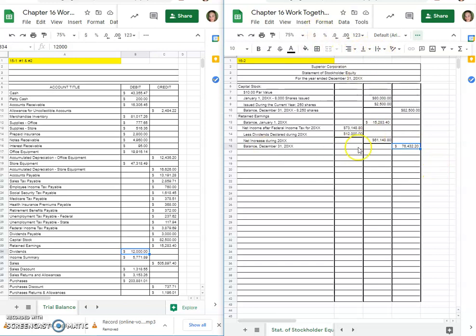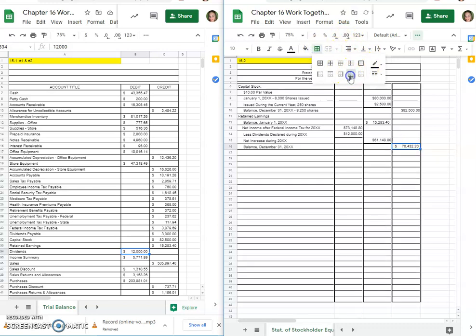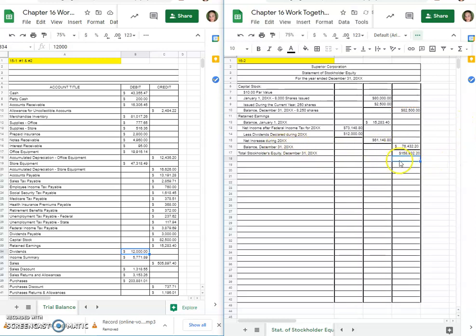And for the balance as of December 31st, we will underline that one, and then we'll get our total stockholders' equity December 31st of whatever the year is by just adding up our balance for capital stock with the balance for retained earnings. 158,932.20 should be what you get. And then you would, for the three amount columns, double underline them, which just doesn't show up that way on the spreadsheet, but it would be a double underline. And that is it for your statement of stockholders' equity.